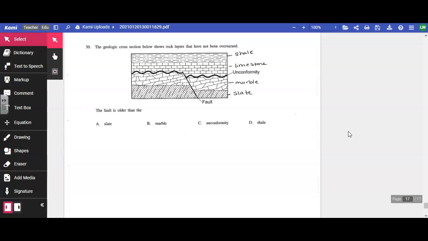And number 30. The geologic cross-section below shows rock layers that have not been overturned. I have labeled each of these rocks. So you have shale, then limestone, then you have your unconformity, then you have marble, and then slate. So the fault is older than what? The slate, the marble, the unconformity, or the shale? The fault is older than what happened before what?